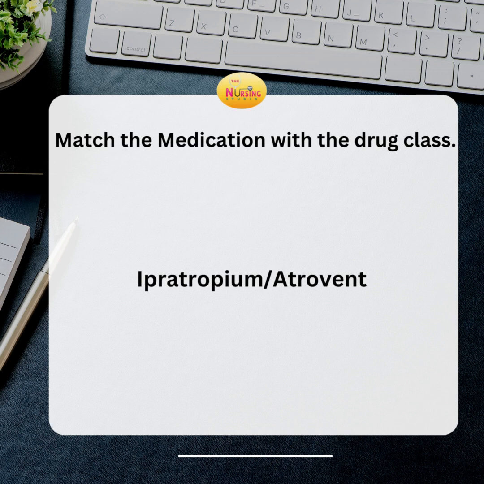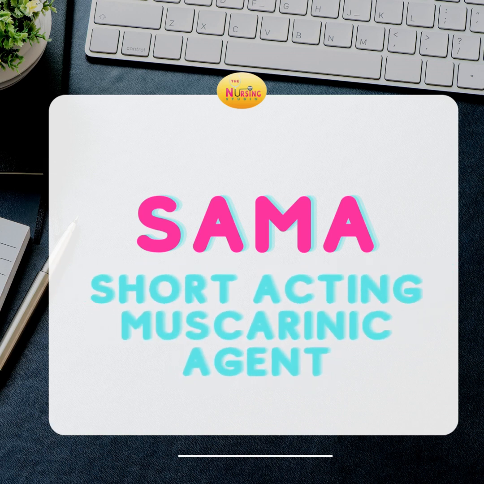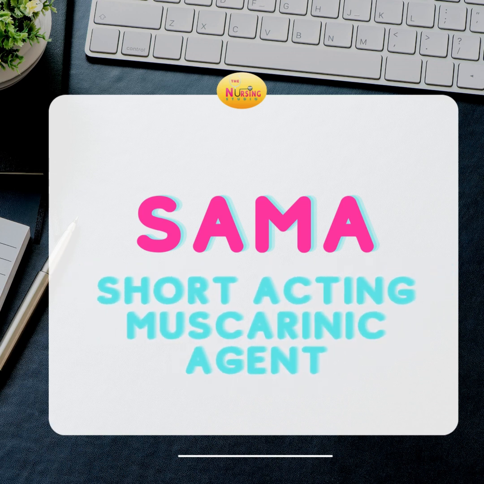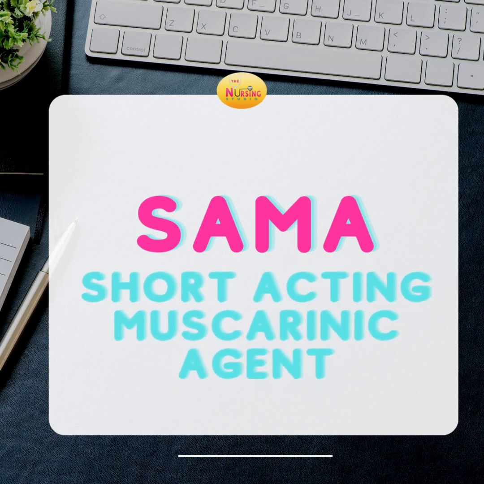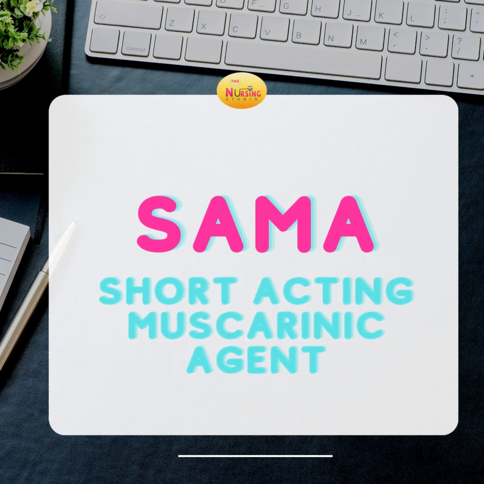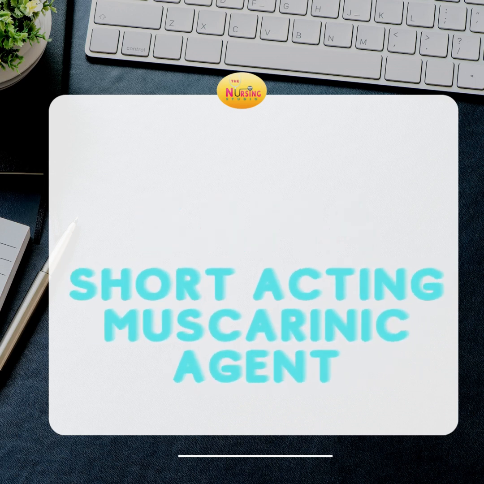Next, we have our ipratropium, also known as Atrovent. Which drug class is this? Ipratropium, Atrovent, is a short-acting muscarinic agent, right? A SAMA. So remember with our muscarinic agents, we have the short-acting and the long-acting. I told you with the short-acting, we have an ending of tropium. Let me go back so I can show you what I mean.